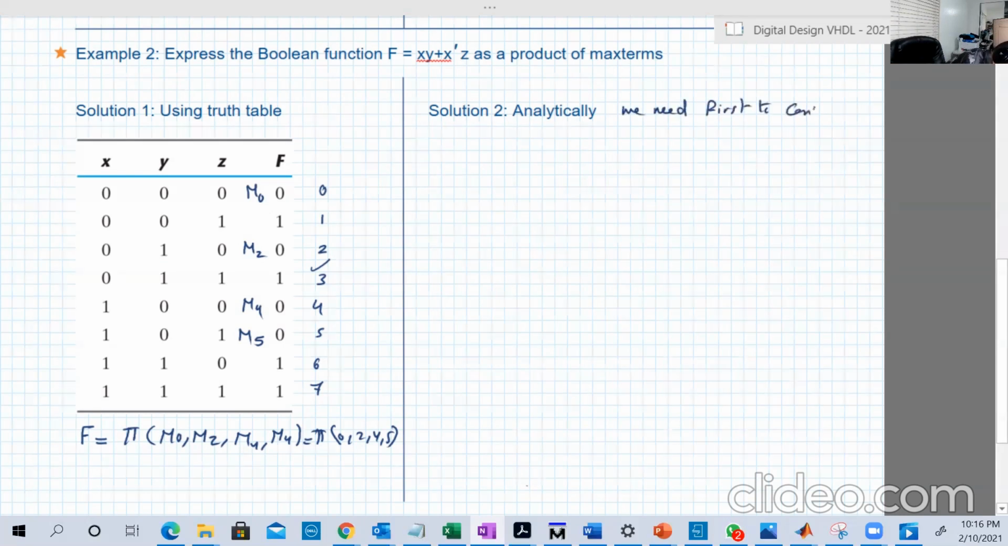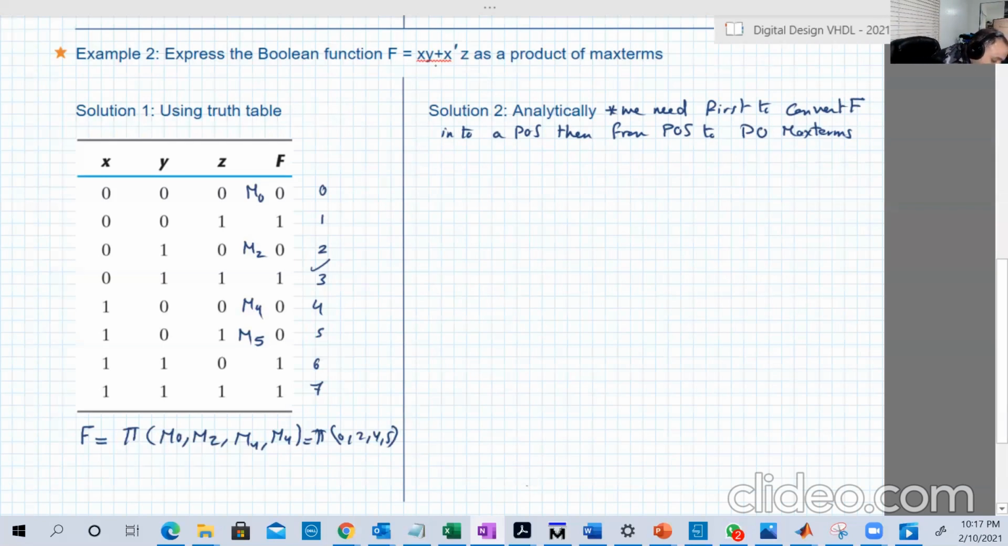So we need first to convert F into a product of sum, then from product of sum to product of max terms. That's the basic idea, or the basic steps that we're going to use. Whatever you did in the first one, you do here, but in the opposite way. There you multiply by x plus x bar. Here you add x bar. Something in that way.